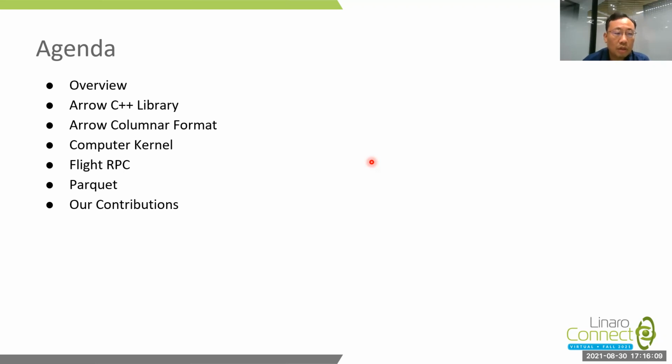So this makes Arrow not only run standalone on one single node, it can also be used in a distributed computation environment. Then I will introduce Parquet. Parquet is also a columnar format, but it's for on-disk storage. So the Arrow columnar format is for in-memory computations. And finally, I will give an overview of our contributions, what we did and how we improved the Arrow community on ARM platforms.